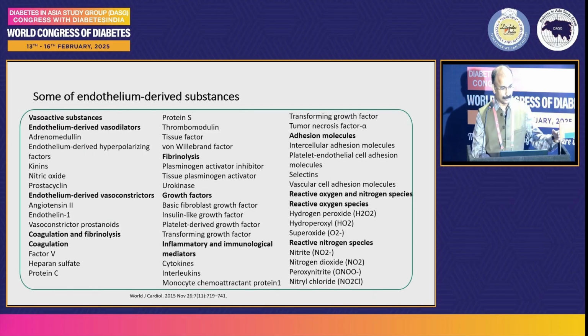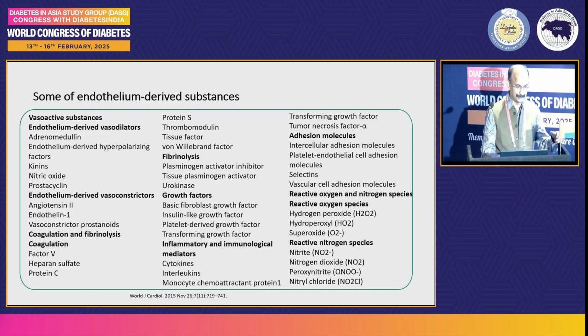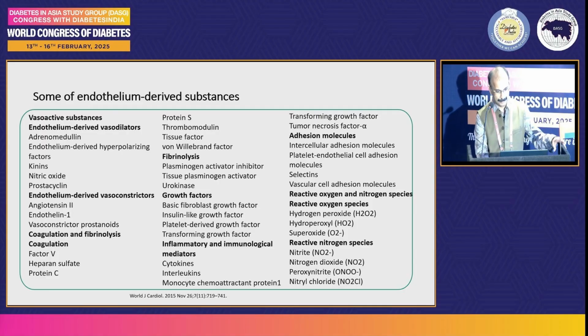And this is a list of some of the endothelium-derived substances. You can see that various vasoactive substances, which have action on coagulation and fibrinolysis, growth factors, adhesion molecules, and inflammatory molecules are produced from the endothelium.